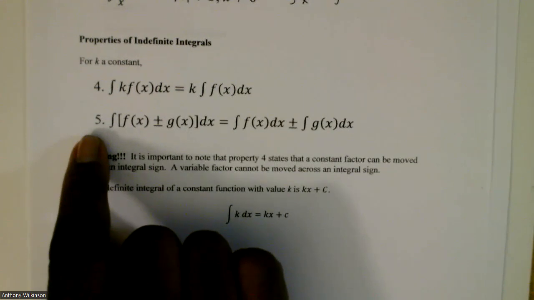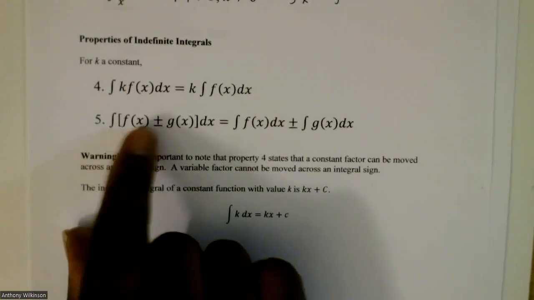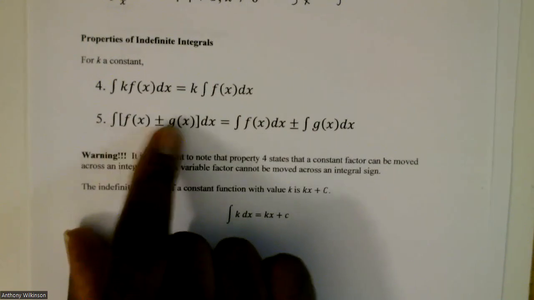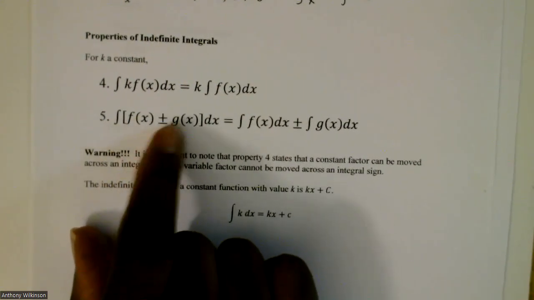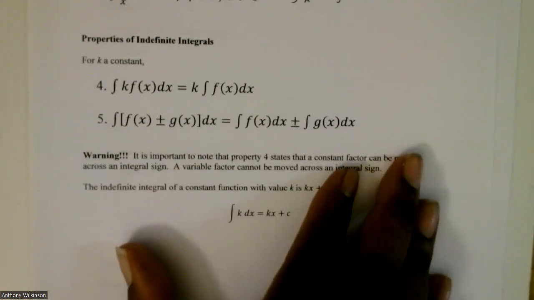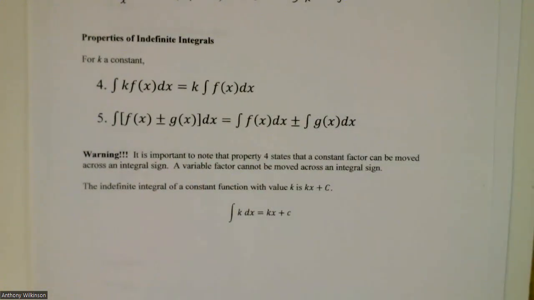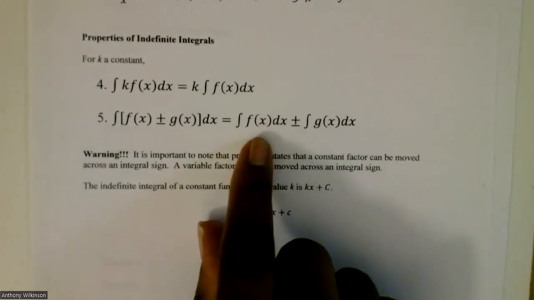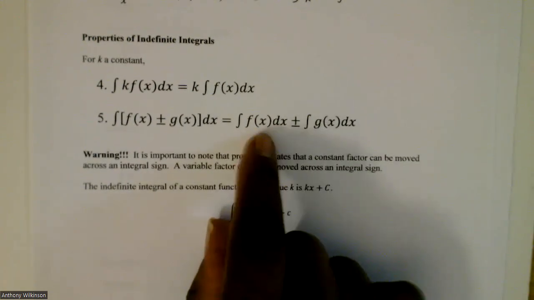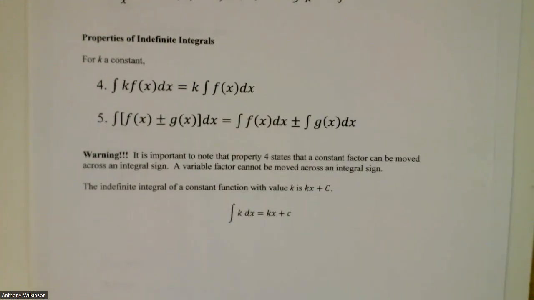And then number 5, if we had the integral of the sum of two functions or the difference of two functions, f of x plus or minus g of x dx, we can take the integral of each one of those. We can take the integral of f of x dx and then plus or minus the integral of g of x dx. So we can just take the integral of each piece. So the integral of the sum or difference of two functions will be the sum or the difference of the integral of each one of those individual functions.